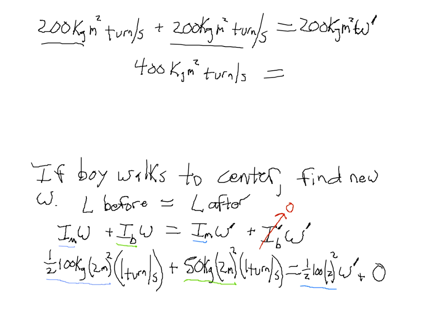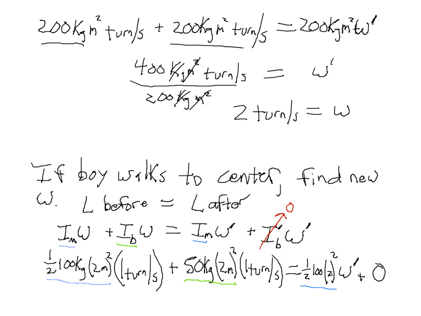Now let's divide both sides by 200 kilogram meters squared. So kilograms cancel, meters squared cancel, and I end up with 2 turns per second equals omega prime. And we're done. The new rotational velocity of the merry-go-round is 2 turns per second. It got faster.